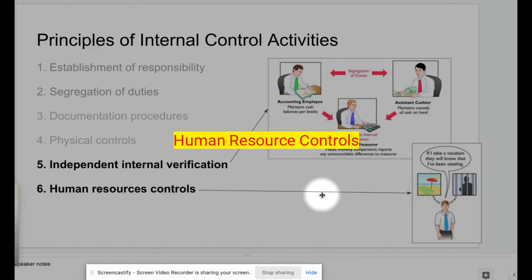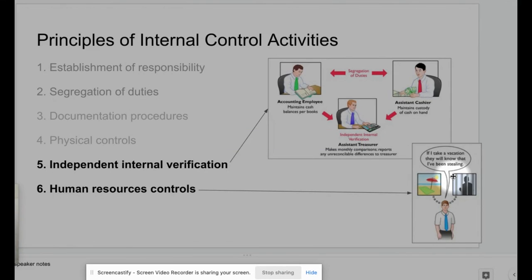Okay, finally, human resource controls. The example of the cash register would be having a cashier who's bonded, meaning that person has been independently verified as being trustworthy with cash. So that's kind of like a background check on the employee as it relates to their handling of cash.